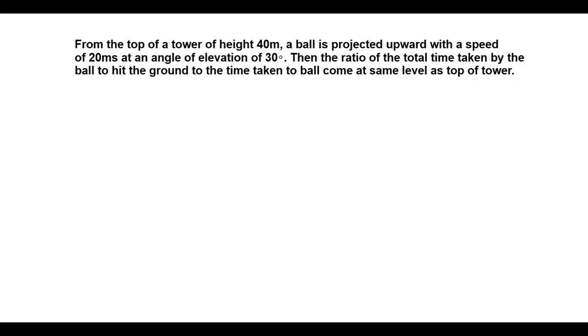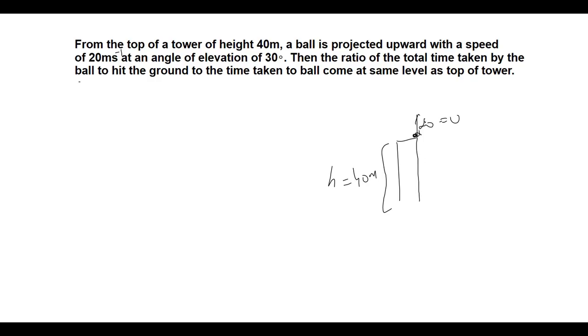From the top of a tower of height 40 meters, a ball is projected upward. From this top, a ball is projected upward with a speed of 20 meters per second. The tower is 40, thrown with 20. Then the ratio of the time taken by the ball to hit the ground to the time taken by the ball to come to the same level. From here it comes to here, this is called the same level.